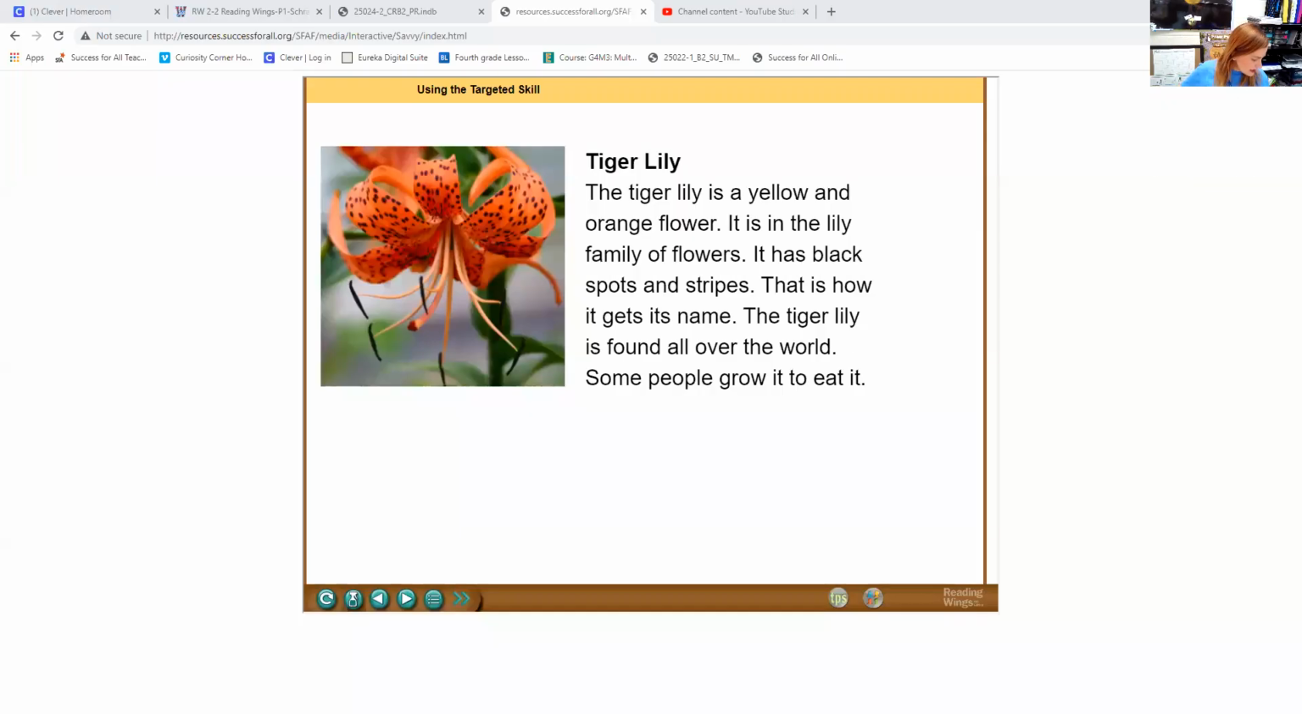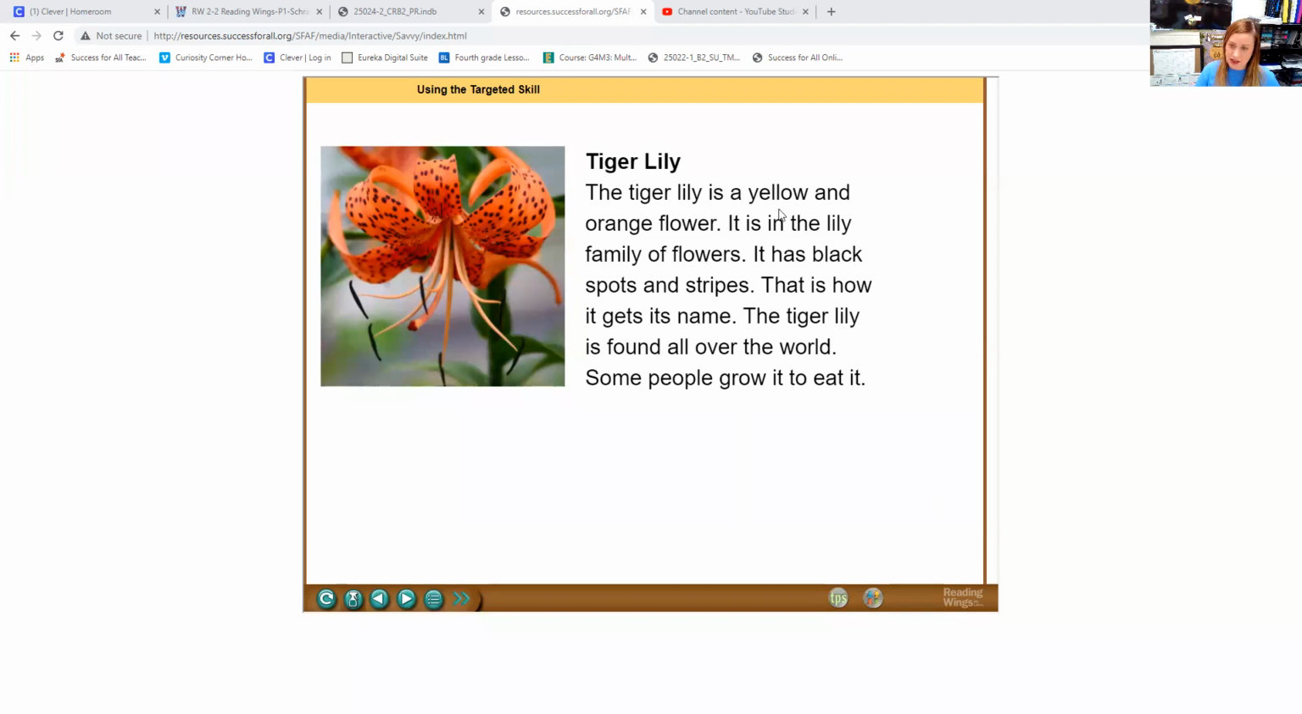Okay, so let's look at this passage. I see the passage is titled Tiger Lily. I know Tiger Lily is a character in the book Peter Pan. This passage could be about her. This time, let's read the passage.